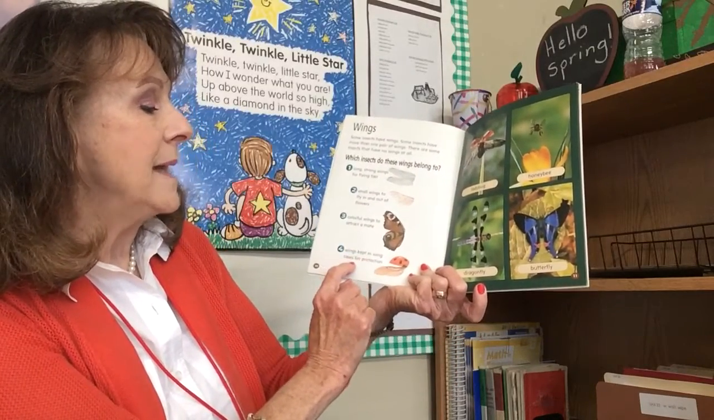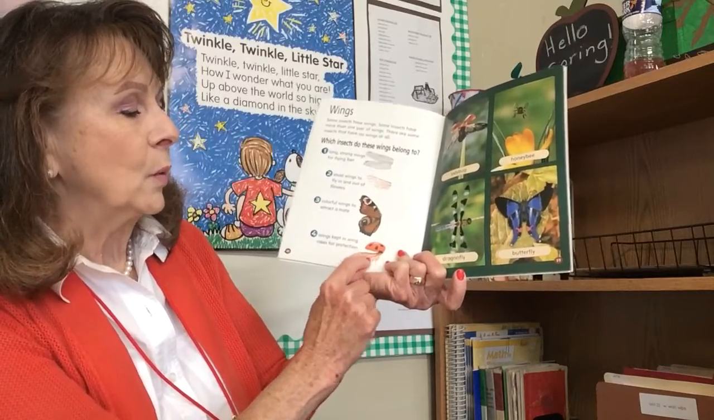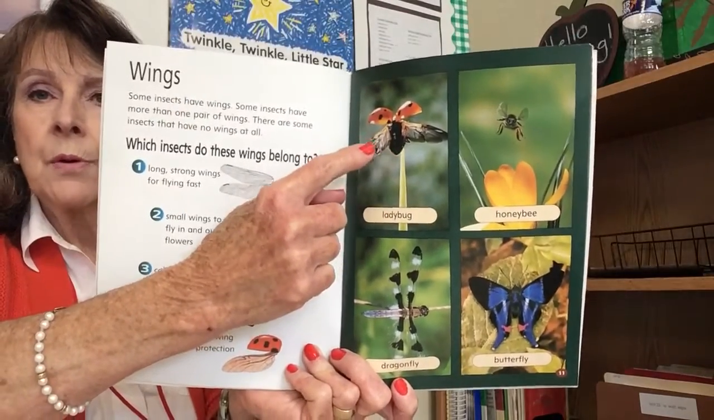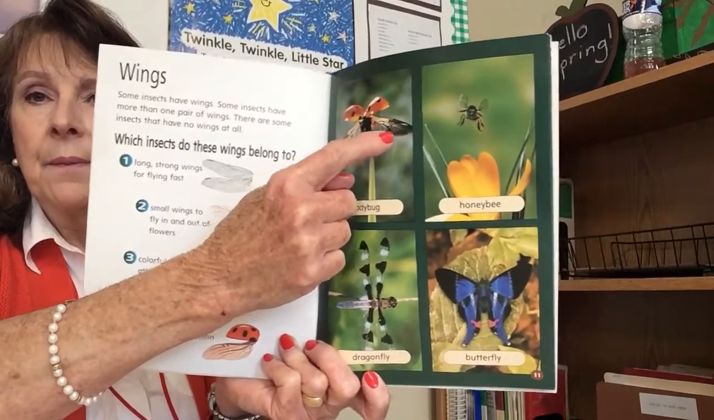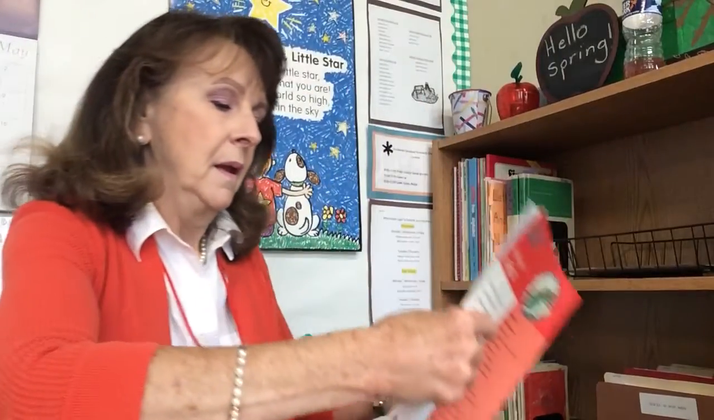And then wings kept in wing cases for protection. It has like a hard shell wing and then a fragile wing. That is a ladybug. There's their little small fragile wings and then their hard case wings.